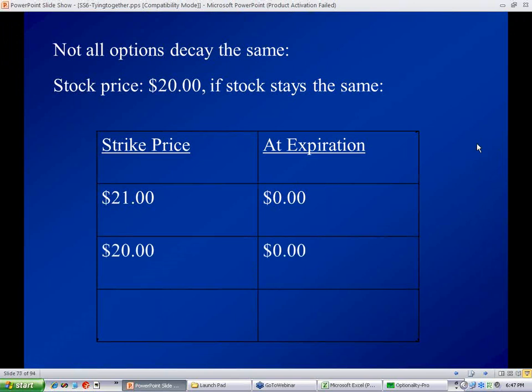Now, if your strike price is $20 and the stock stays at $20, at expiration, your option is worth zero. However, if you have a $19 strike price, at expiration, your option is worth $1.